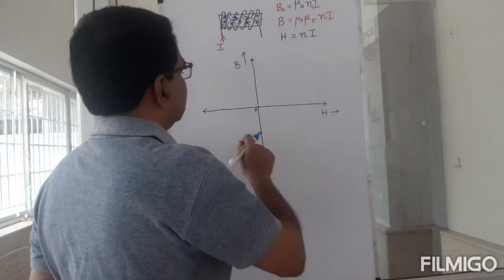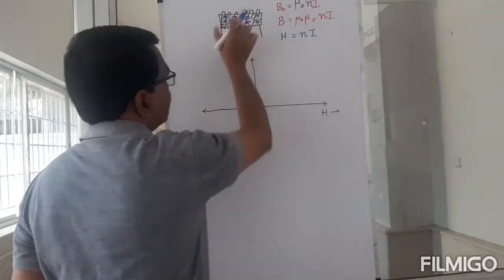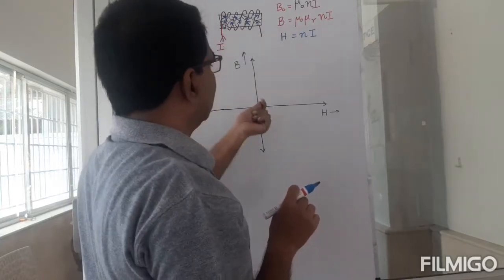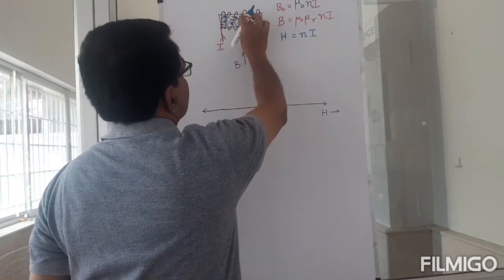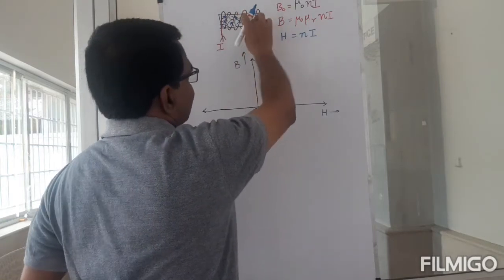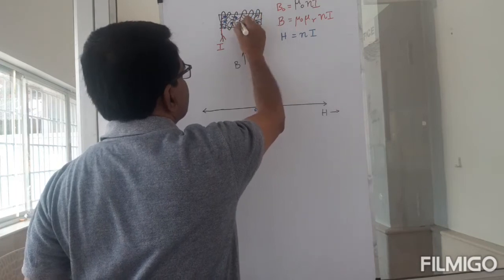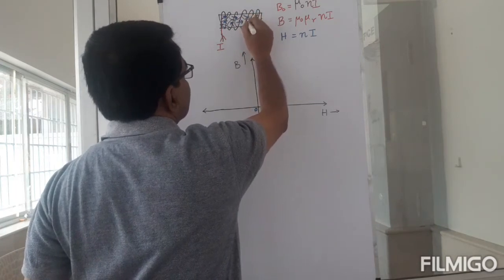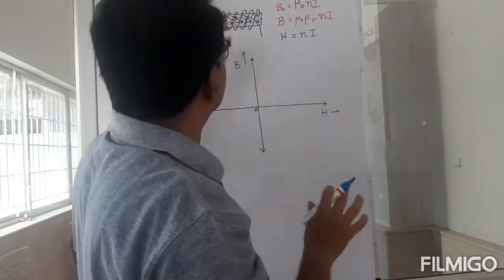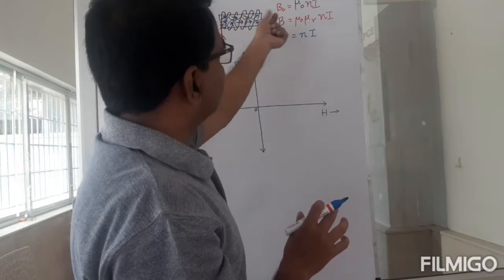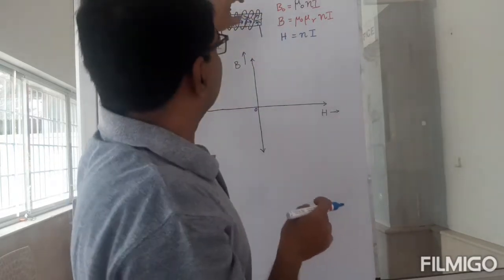What I'll do, I'll increase the current a little bit. I'm going to give it some amount of current, which means that some of the domains will align. Maybe this aligns with this, maybe this aligns, and maybe this also aligns. The rest are not aligned so much, but you see, before this it was 0, now you will have a small magnetism for this one.